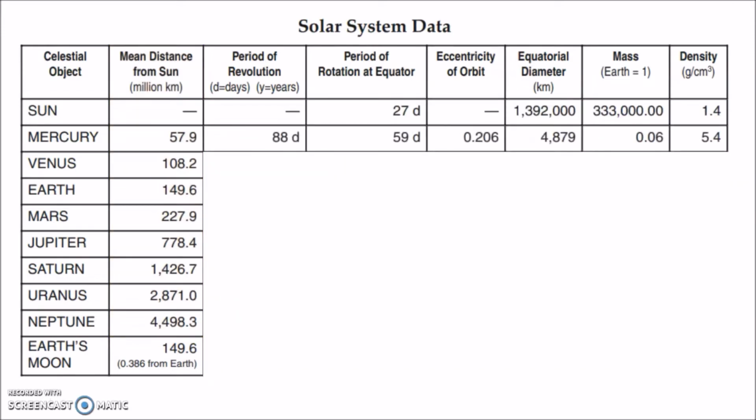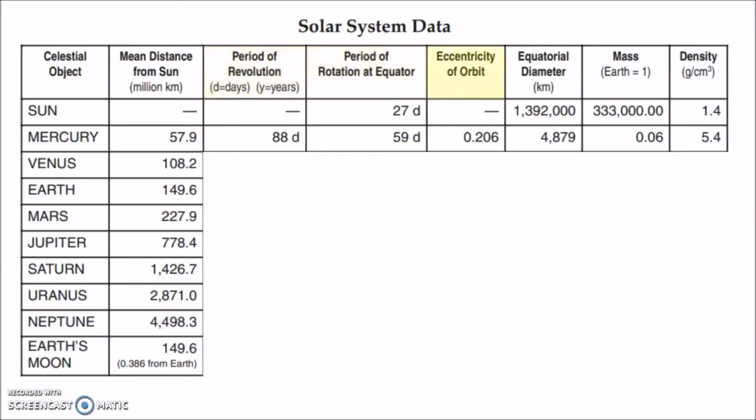Let's look at Mercury. Period of revolution and rotation. Revolution means how fast it goes around the Sun, which will determine the year. Period of rotation means how fast it spins on its axis, which will determine the length of a day. Mercury's year is going to be 88 days, and its day is going to be 59 Earth days.